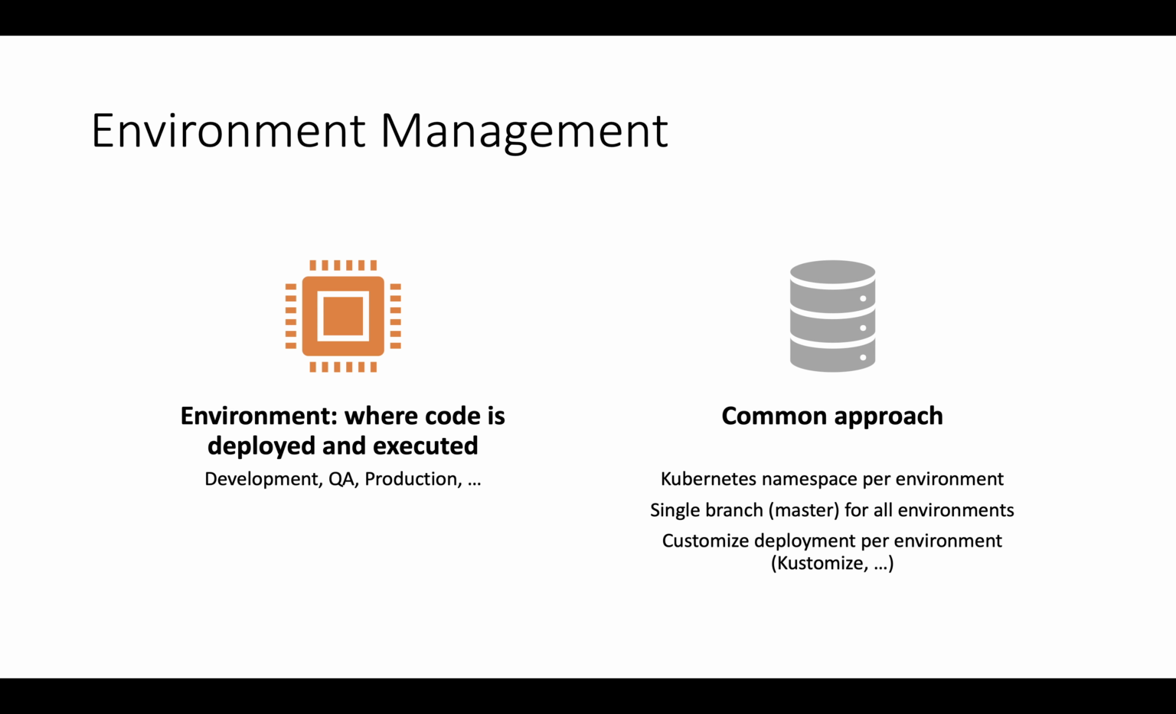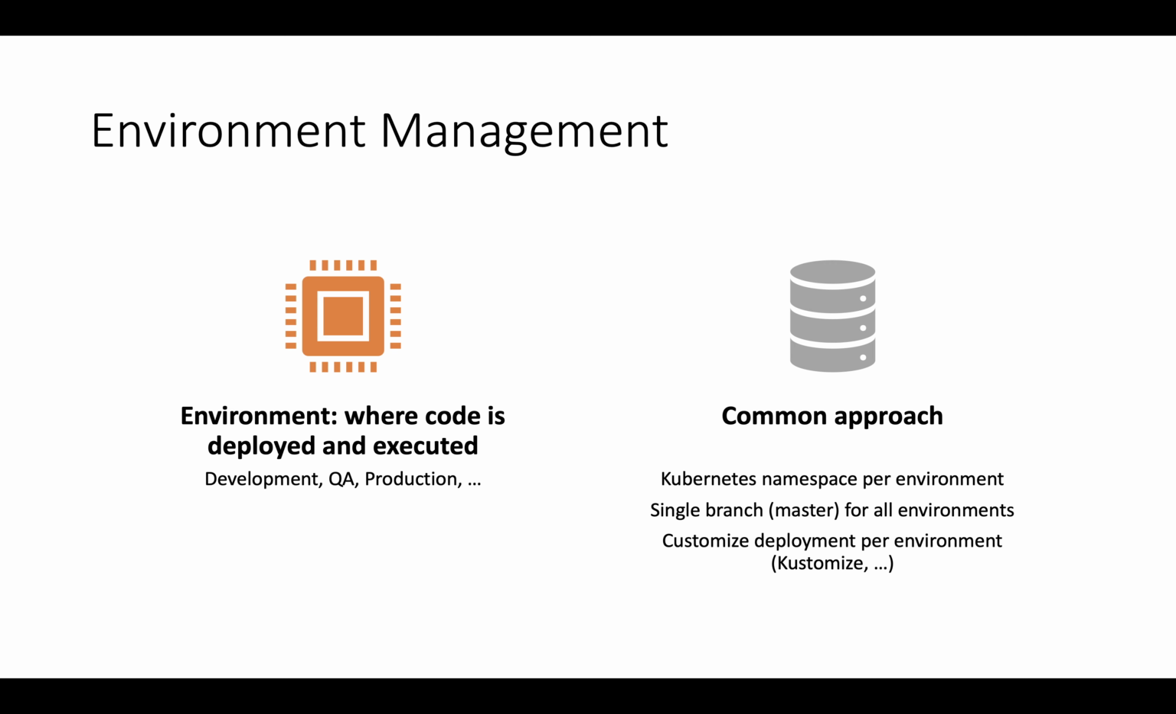In a GitOps scenario, how do you do that? How do you specify what the system needs to do in dev and what the system needs to do in, for example, production? Well, you can fill a whole book with that, but let's say common approaches would be to put every environment in a Kubernetes namespace in the same cluster. I would use a single branch for all environments and have everything together, and then use something like a customizer that customizes a deployment for each environment. And these tools like Argo, but also Flux, they support several of these tools that can do this.